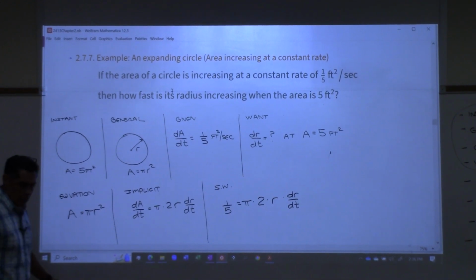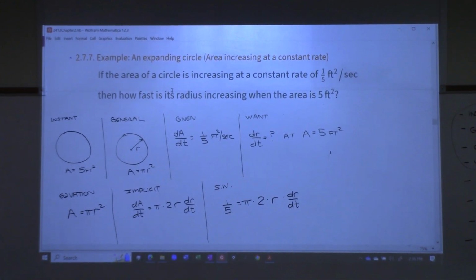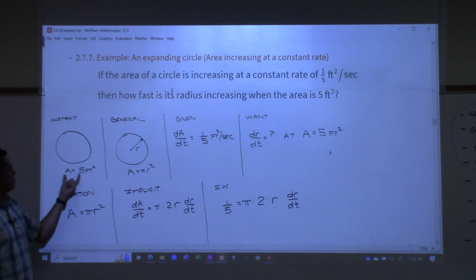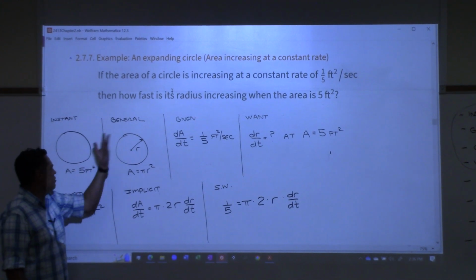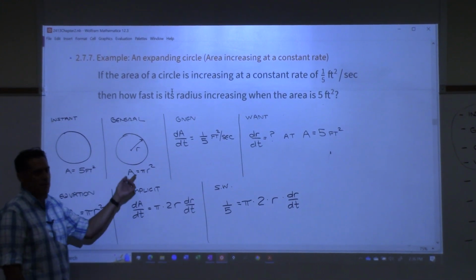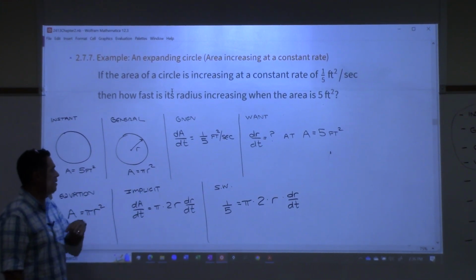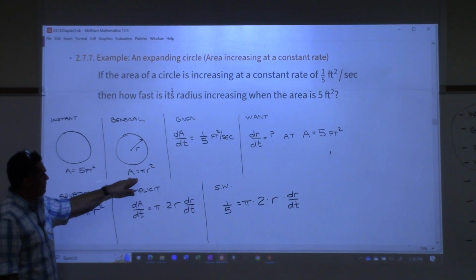All right, let's finish this up and then we'll take our break, okay? So I have a picture of a circle. At the instant in time, the only thing I'm given is that the area of it is 5 square feet. So I put that there, right? Then generally I just drew a circle. I threw a radius on there and I just said, hey, I just know that the area and radius are connected by this formula.